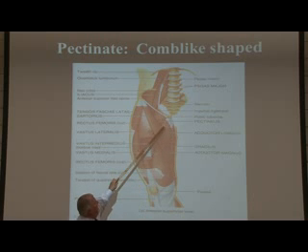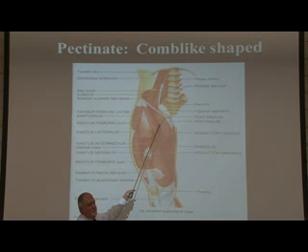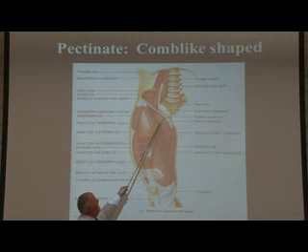So the pectineus, which is comb-like, is a groin muscle, and it is actually going to originate on the pubic bone and the superior pubic ramus right here. And it's actually going to cross to a line on the femur, which is called the pectineal line, that it's going to attach to. And so it crosses the groin area. And it's a muscle that if you overstrain it, creates quite a bit of groin pain.